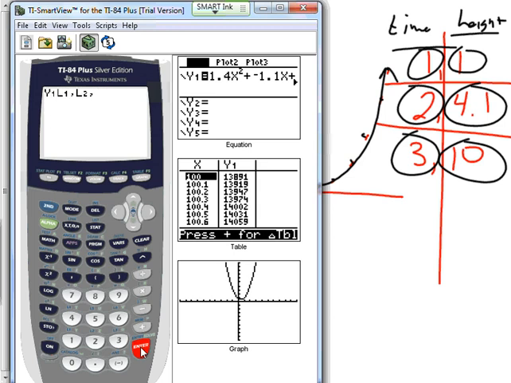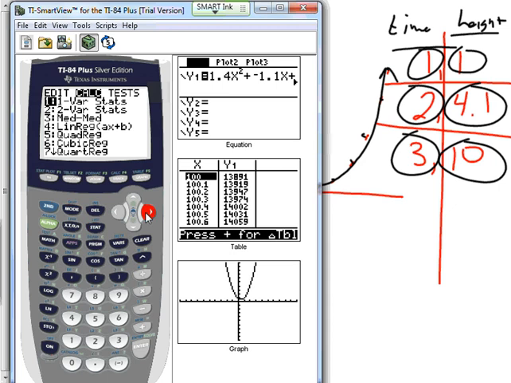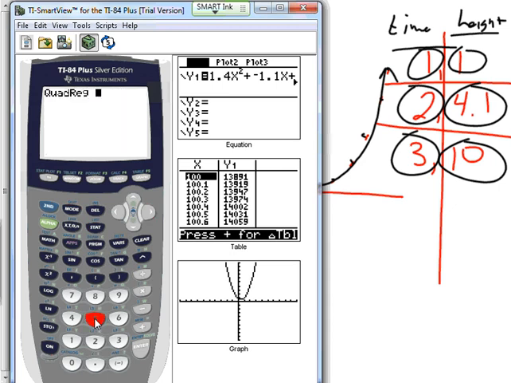Okay, I was trying to do it for the third time for somebody and I messed it up. So I'm going to start over again. Stat, calculate, quad reg. And I go second L1, comma, second L2, comma, and then the Y vars, function, Y1, there.